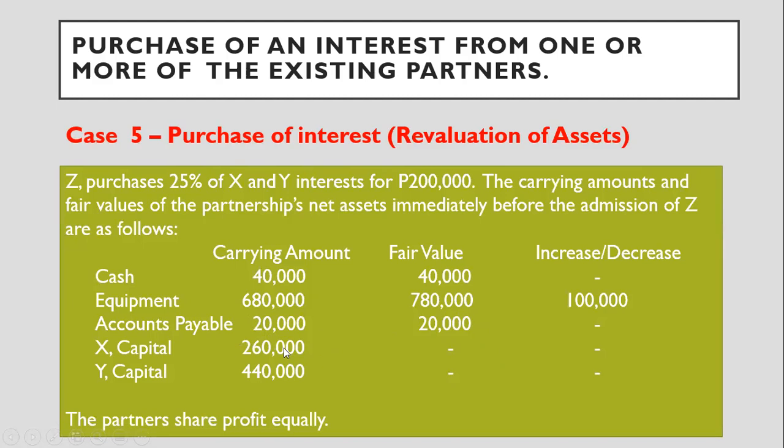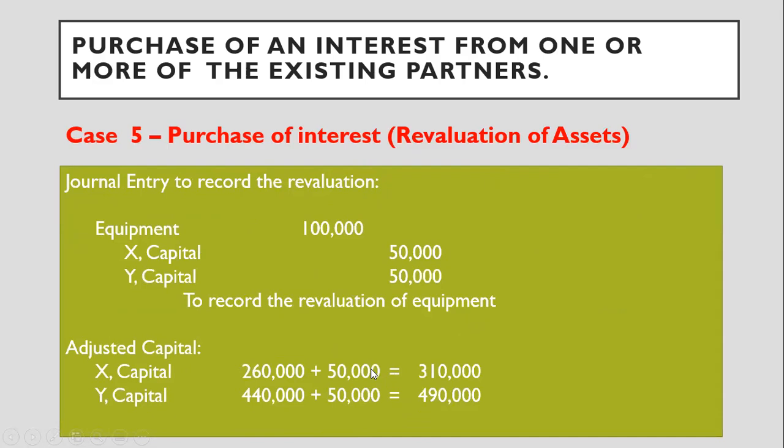And then we'll have X capital 260,000 and Y capital 440,000. The partners share profit equally. So what will happen? In this problem, before we transfer the interest to the new partner, we need to recognize first the revaluation of the equipment. It's a revaluation gain, and this would increase the capital of the old partners.